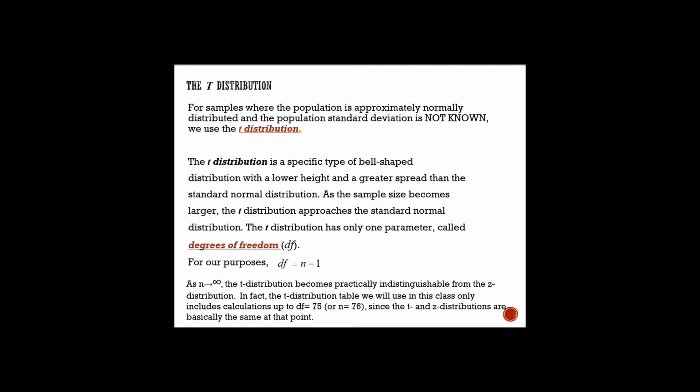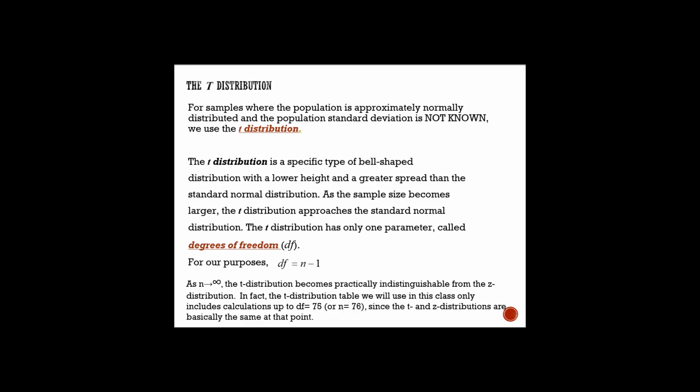So find your t-table or your t-distribution at the first of Module 4, and be prepared to be looking at it, because we're going to use it to look some things up. But I want to say that really what it's for is for samples where the population is approximately normally distributed and the population standard deviation is not known. That's when we can use the t-distribution.